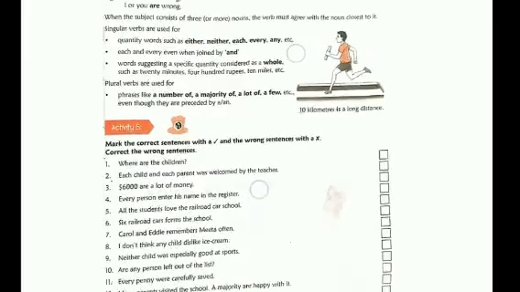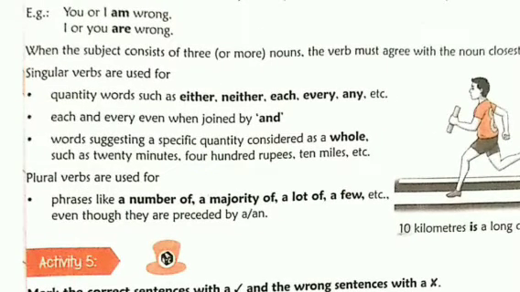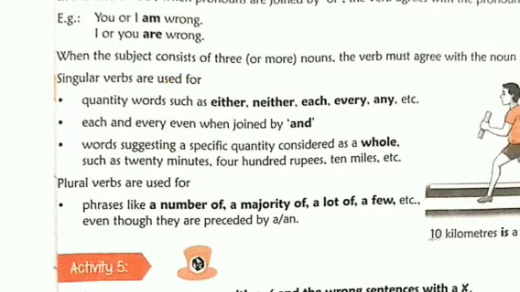Before going to activity number 5, here are some rules that we have to see. Sometimes in our sentence there are more than 2 nouns, like 3 nouns or 4 nouns. When there are 3 subjects or more than that, what verb do we have to use? Very simple, we have to use the singular verb.